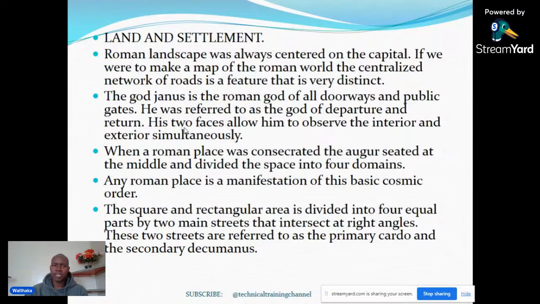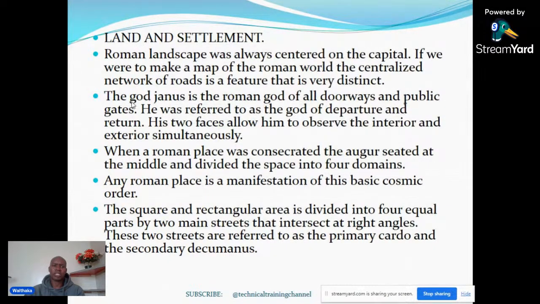Then you can look at land and settlement in the Roman Empire. And we are saying that Roman landscape was always centered on the capital. If we were to make a map of the Roman world, the centralized network of roads is a feature that is very distinct. So we are saying mostly the roads within the Roman Empire were designed to terminate at the capital. We are saying that they also believed in different gods at that particular time.